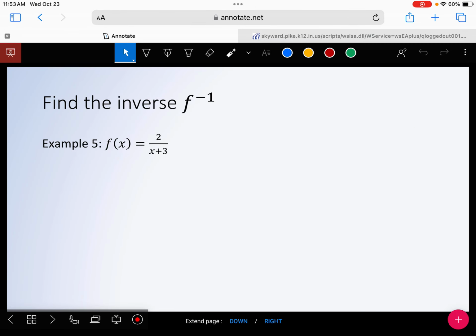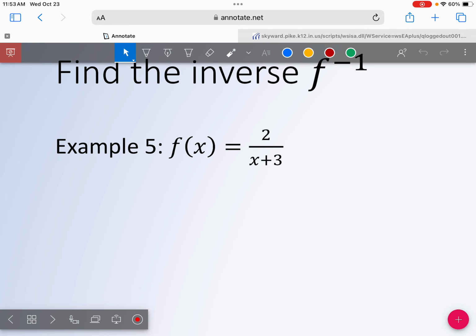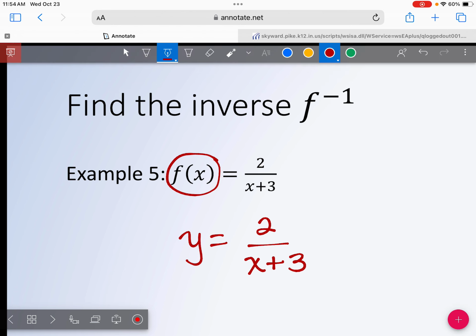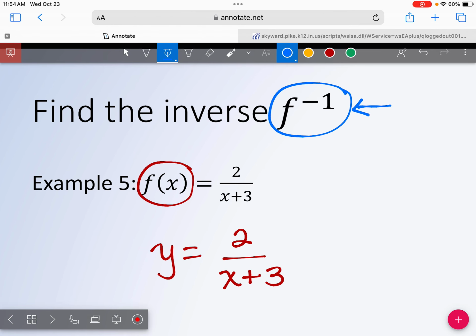All right, so do we all have example 5 copied down? We all know that f of x is the same as y. So I'm going to write this as y equals 2 over x plus 3. When you're asked to find, first of all, this notation, this means inverse. That little -1 exponent is the symbol for inverse.